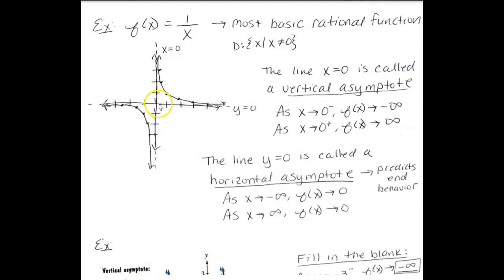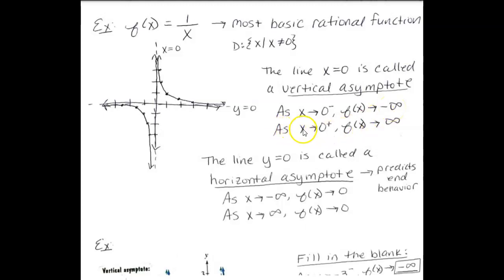So if I go back to my graph here and I go to the left of that line and I follow my graph, as x is moving closer to 0 from the left, what do I see happening to f of x or to y? It's going down. So we could say that as x gets close to 0 from the left, the function values approach -infinity.